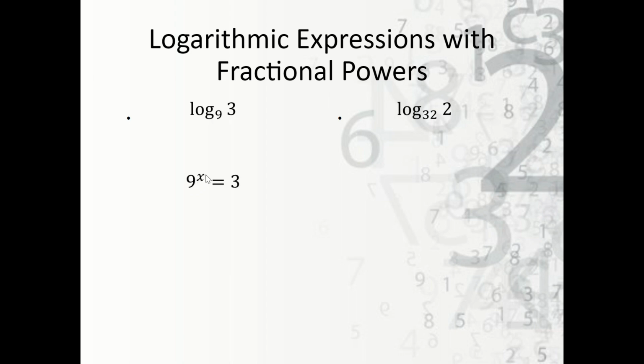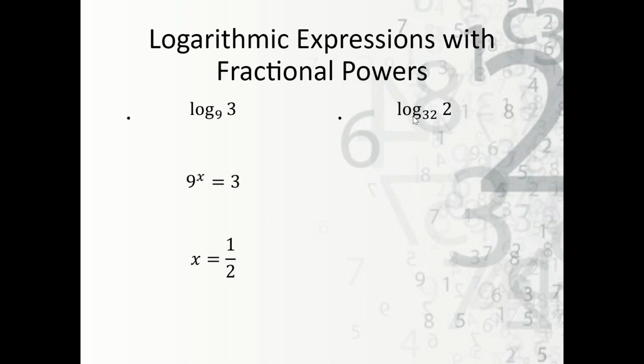So 9 to what power equals 3? Well, this is really the square root of 9 is equal to 3. So when we raise it to a power, it's really the 1/2 power. So in this case, x equals 1/2.